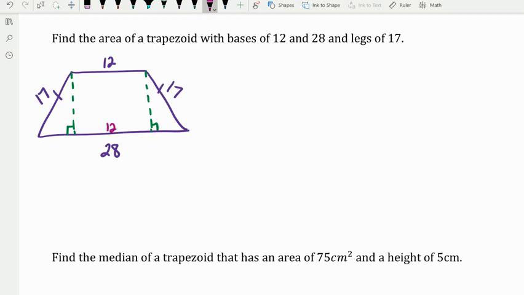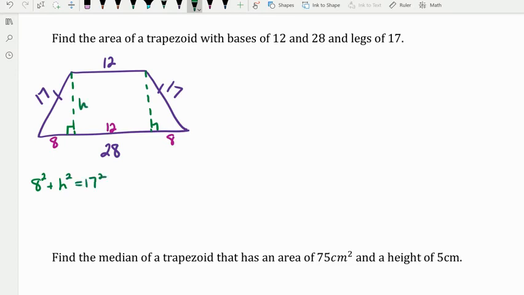Because it's isosceles, these two pieces here are going to be congruent. So I can take my 28 minus 12, which leaves us with 16. And then 16 divided by 2 means that's 8. And that's also 8. So then we've got a triangle here where we need to find our height. And we could use the Pythagorean theorem for that. If you know this one, it's a Pythagorean triple. If not, you can do 8 squared plus the height squared would equal 17 squared.